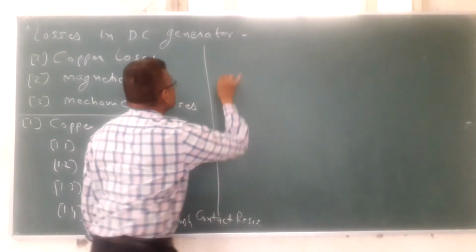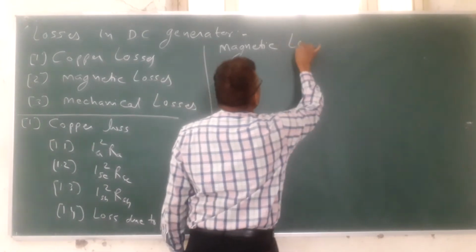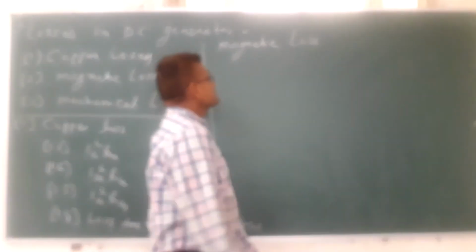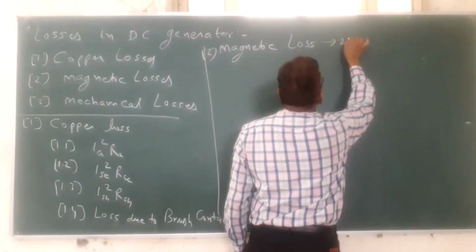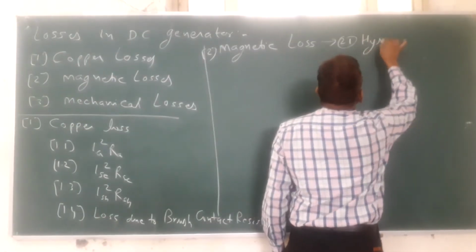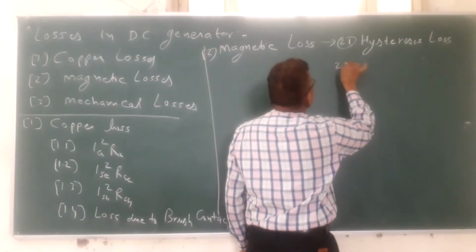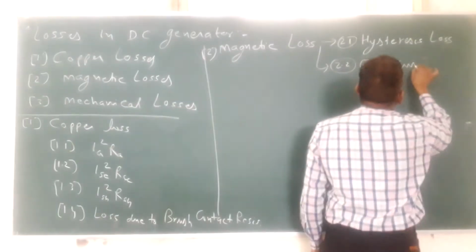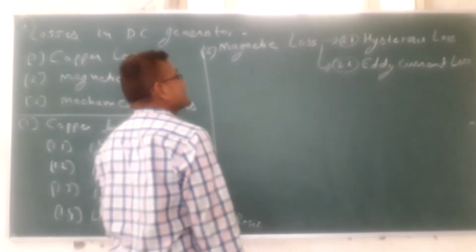Second part of losses is magnetic losses. Magnetic loss in DC generator consists of two parts: hysteresis loss and eddy current loss. Now first we will take hysteresis loss.